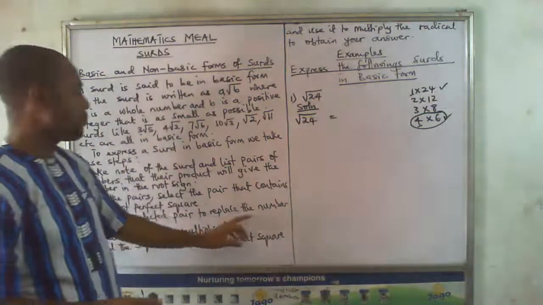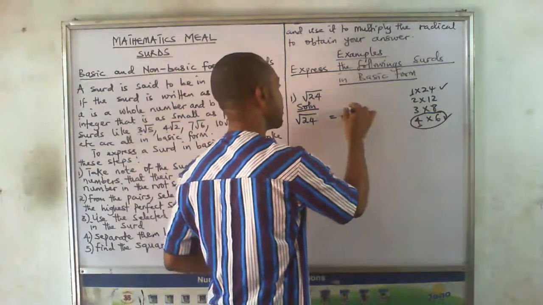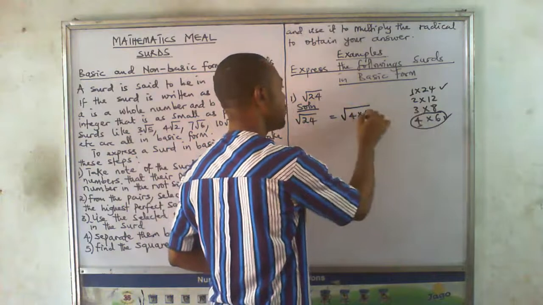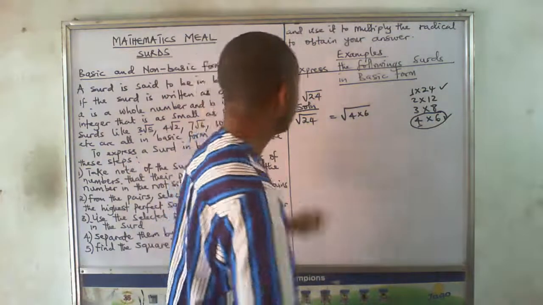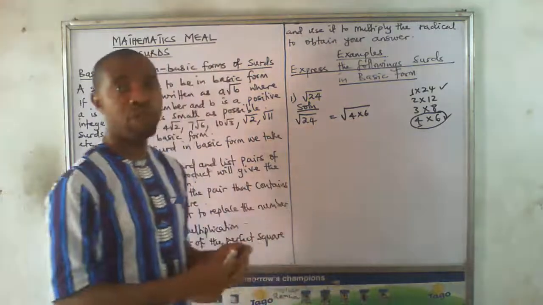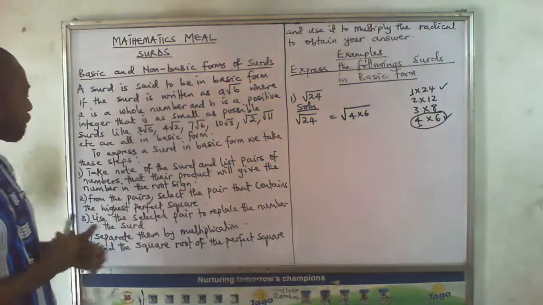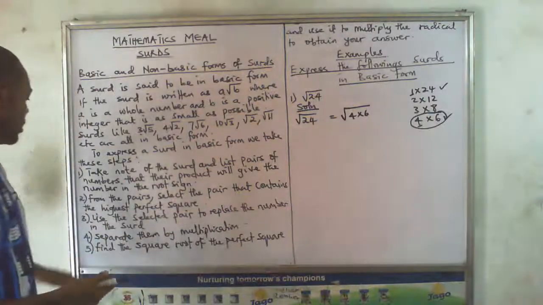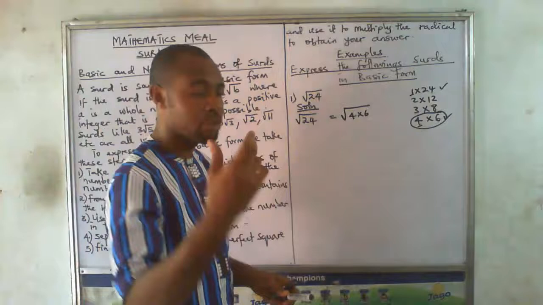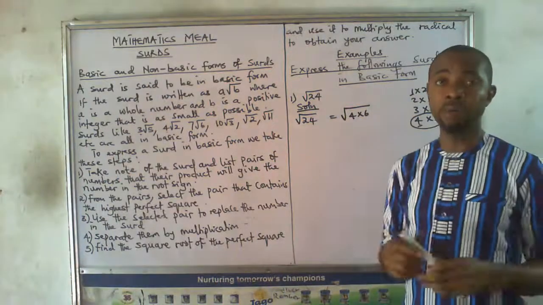Use the selected pair to replace the number in the surd. So instead of having 24, we are using these 2, 4 times 6, to replace this number. Anyway, we did not change anything, because 4 times 6 is still 24. So we use it to replace the number in the surd. Then separate them by multiplication. You remember our basic rules in surd.